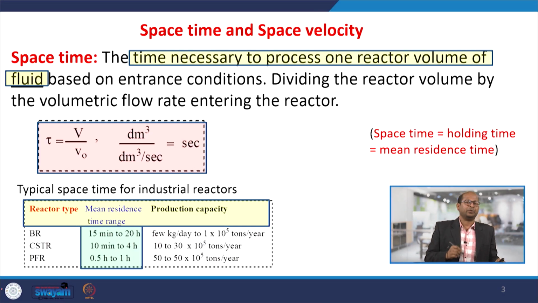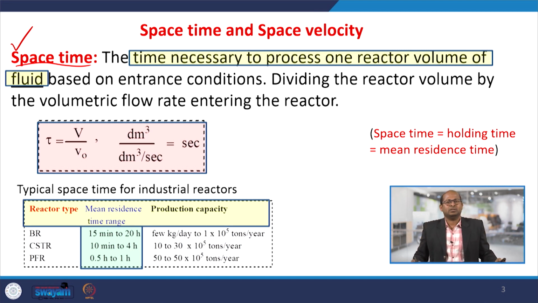So, now we are going to discuss space time and space velocity. What is called space time? That is the time necessary to process one reactor volume of fluid based on the entrance conditions. So, it is the reactor volume divided by the volumetric flow rate entering the reactor.